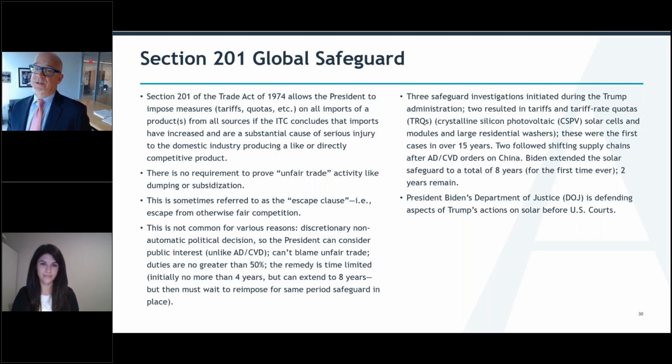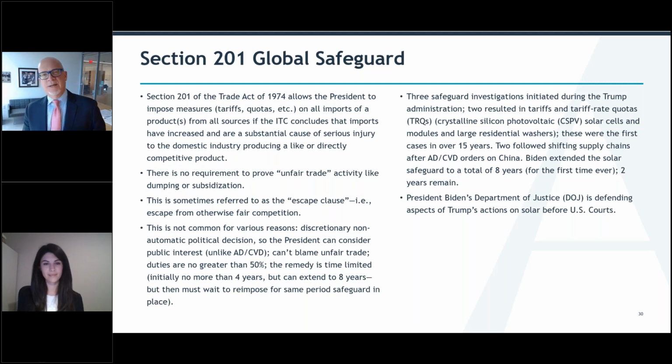The solar cells and modules safeguard was ultimately extended and, by the end of its run, will have been in place for 8 years. So it's important to watch this. These duties are final at the time of entry, unlike anti-dumping and countervailing duties. They can't be any greater than 50%. They do have to get smaller, progressively liberalized over the years that they're in place.